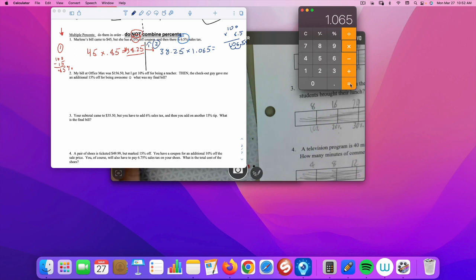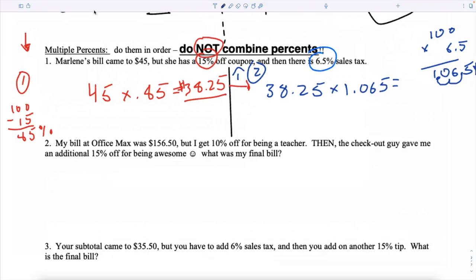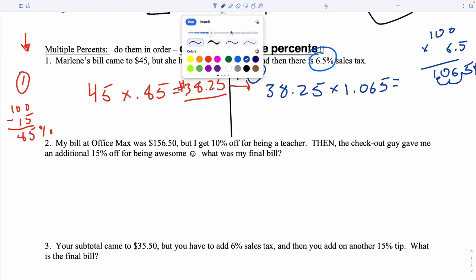1.065. Colton, what was your answer? I got 40.74. Since 40.73 has digits after it, look for the last digit after the 3. It's a 6. If it's 5 or more, let it soar. 4 or less, let it rest. 40.73 would turn into 40.74. You got it. Next one.